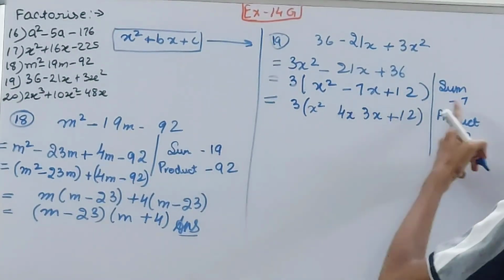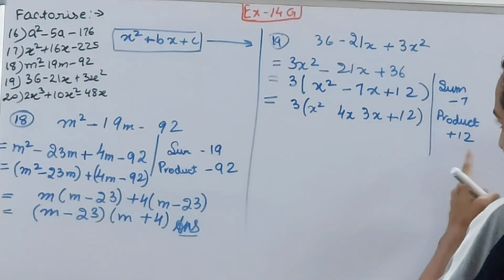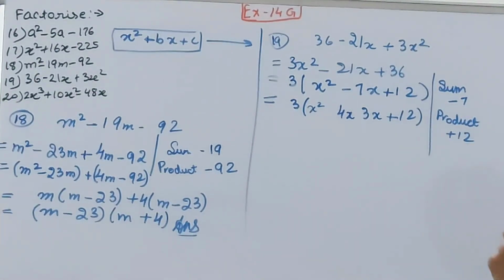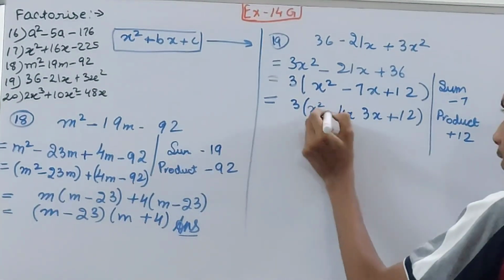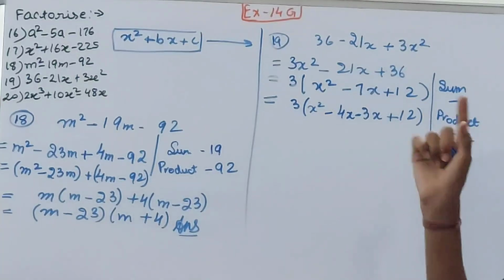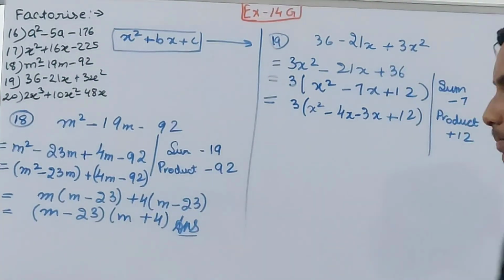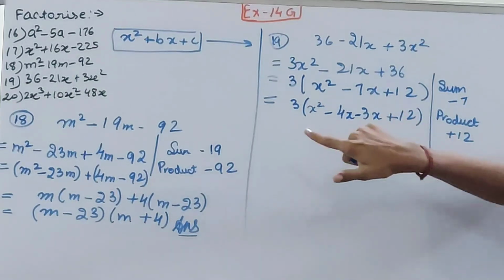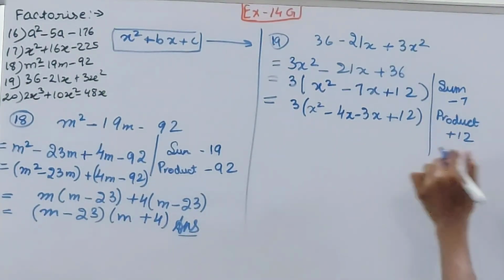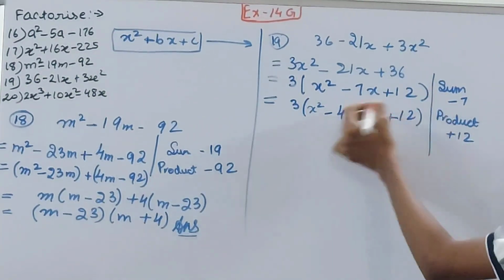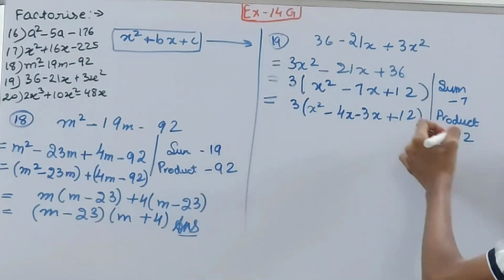Now see the signs. I want my product as plus and sum is negative, so it is clear that both of these will be negative, because only if you add two negative terms you get a negative term. Here minus plus minus, right? And when you multiply two negative terms you get positive. Minus 4, minus 3, minus 7; minus 4 into minus 3, plus 12.